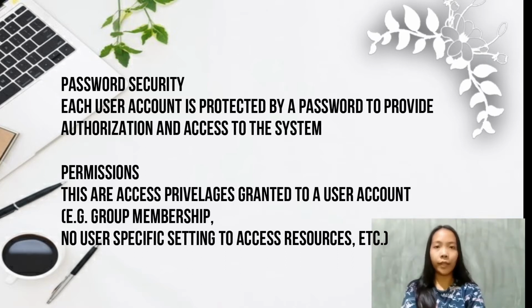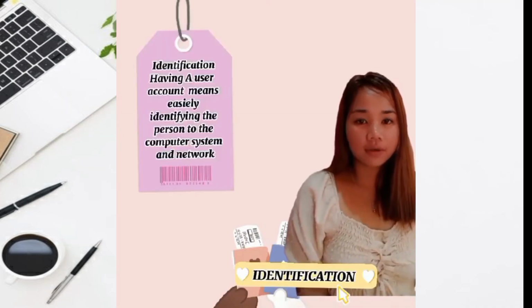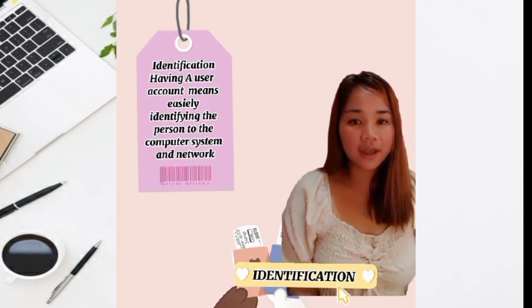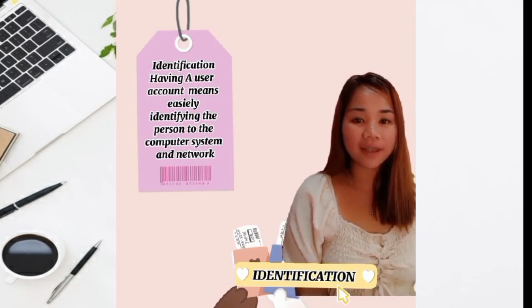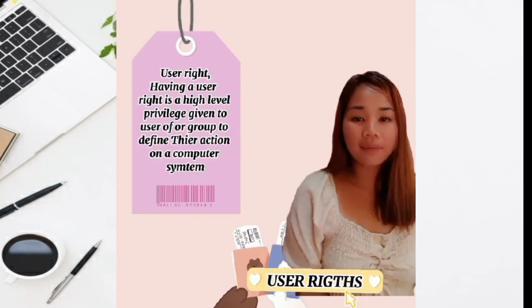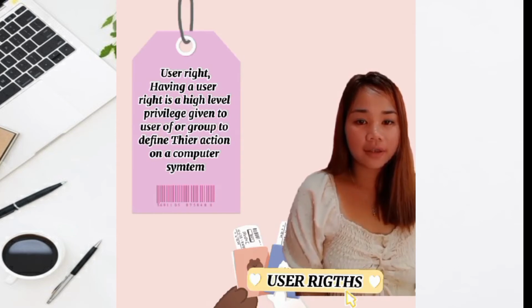2, permissions. These are access privileges granted to a user account, for example, group membership, user-specific settings to access security, etc. Identification. Having a user account means easily identifying the person to the computer system and network. User rights. User rights are high-level privileges given to a user or group to define their actions on the computer system.